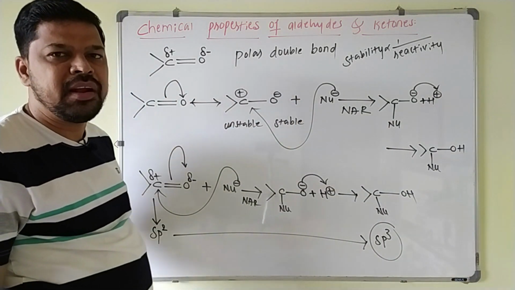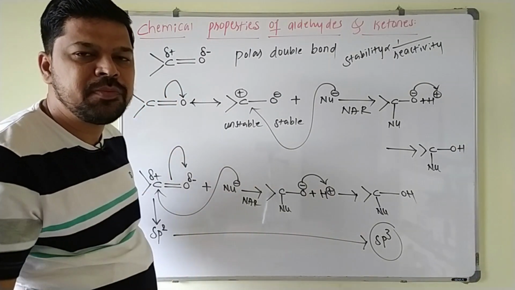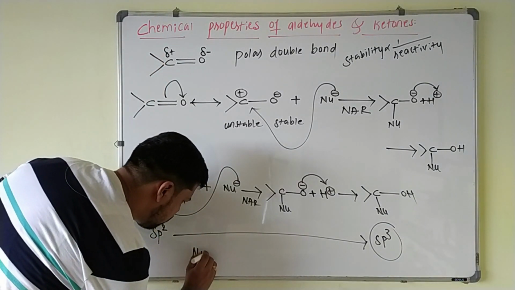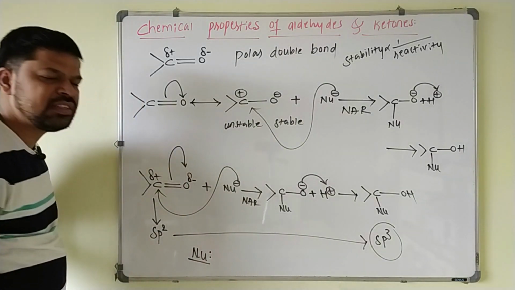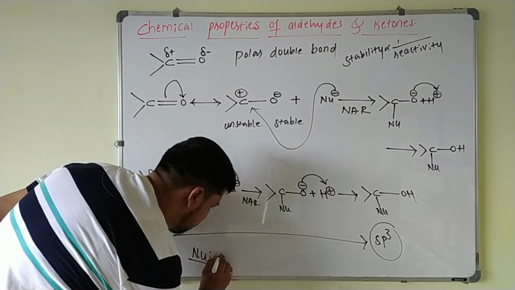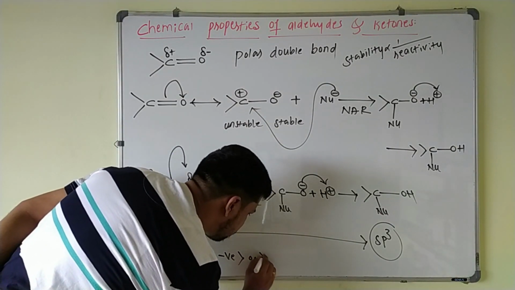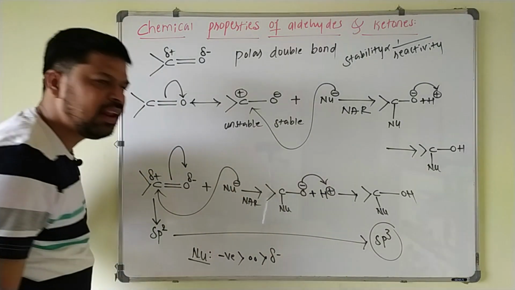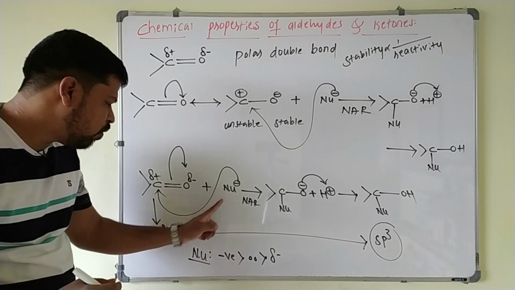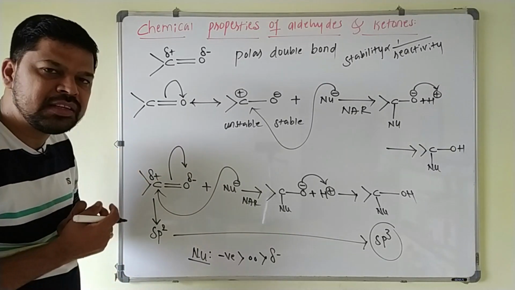Another point to keep in mind: for the nucleophilic addition reaction of the carbonyl group, the nucleophile must be strong. Which is a strong nucleophile? Always keep in mind, a nucleophile is an electron-rich species having a negative charge, or a lone pair of electrons, or a partial negative charge. A complete negative charge is more powerful than a lone pair of electrons, which is more powerful than a partial negative charge. For this reaction, the nucleophile must have a complete negative charge. It must be very strong, then only it will attack the carbonyl carbon having partial positive charge.